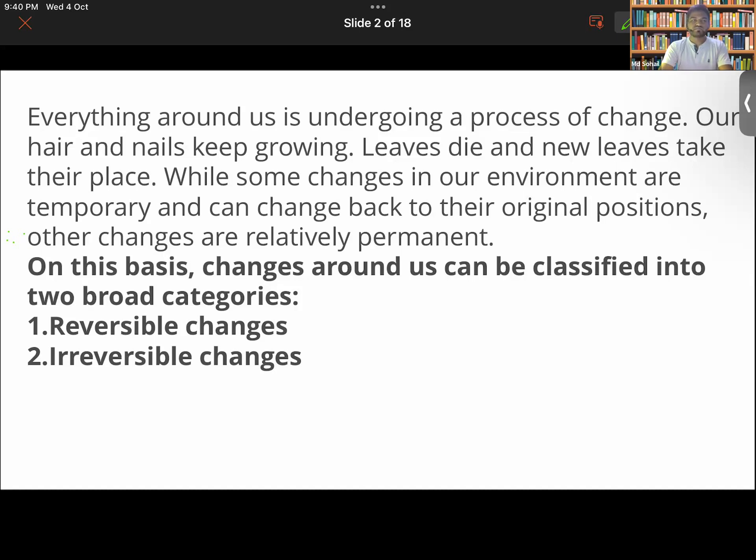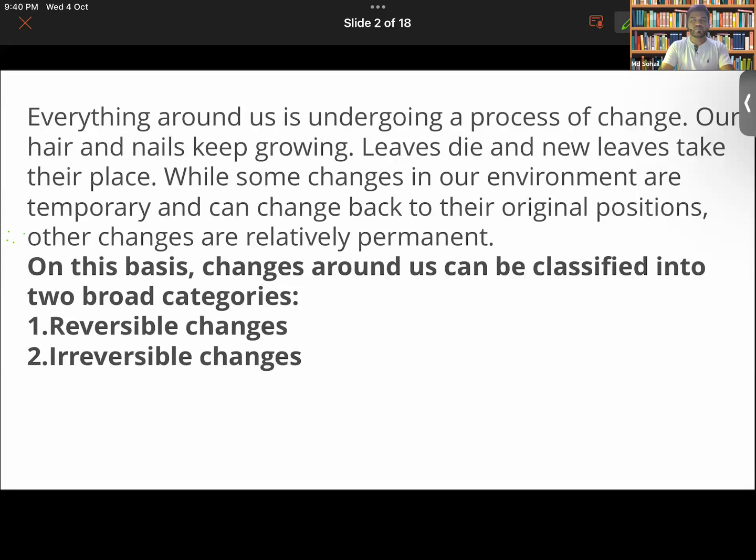Now, on the basis of this, changes have been categorized into two types: reversible and irreversible. So what are some of the reversible changes in nature that we see? Can you give some examples?